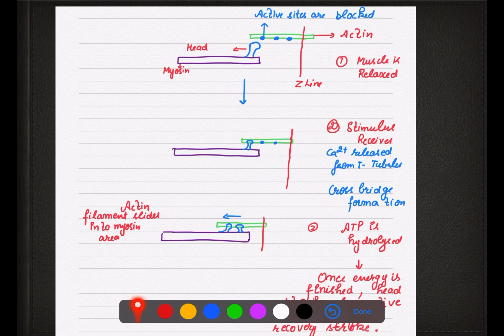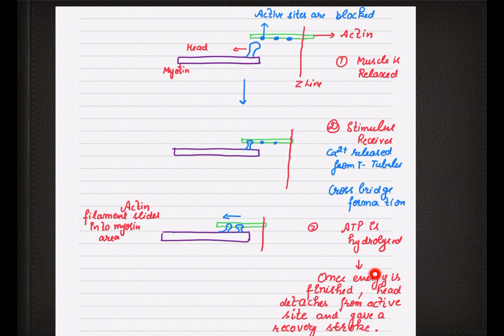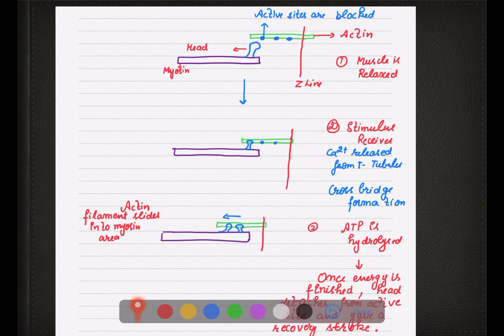Stimulus being received means calcium will be released. Calcium is released, then the cross bridge will be formed. There will be a cross bridge formed, and now the ATP is released. ATP will break. So once the energy is finished, the cross bridge has already been formed. Now the head detaches. Now what will it do? This was ours, let me make it with the purple only.